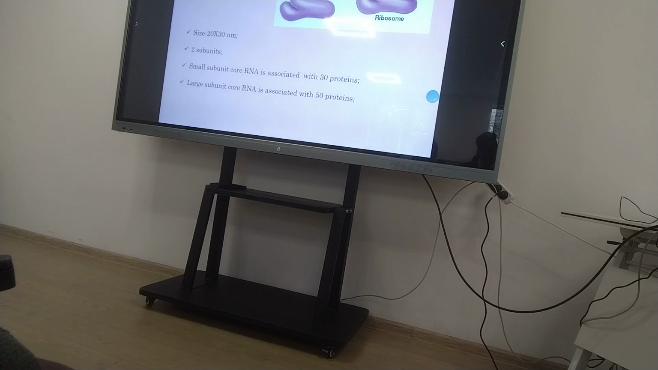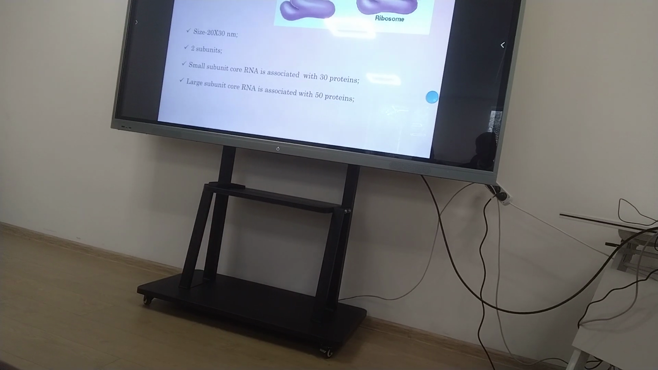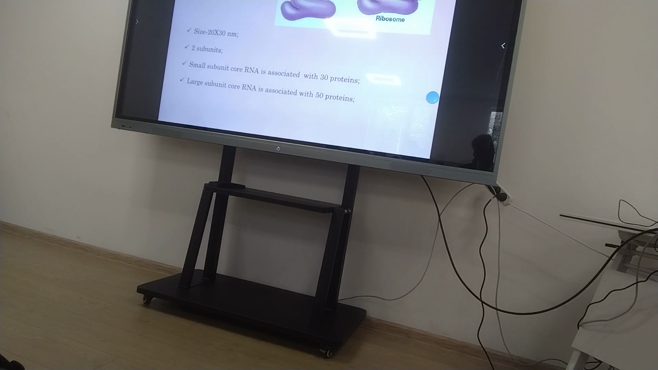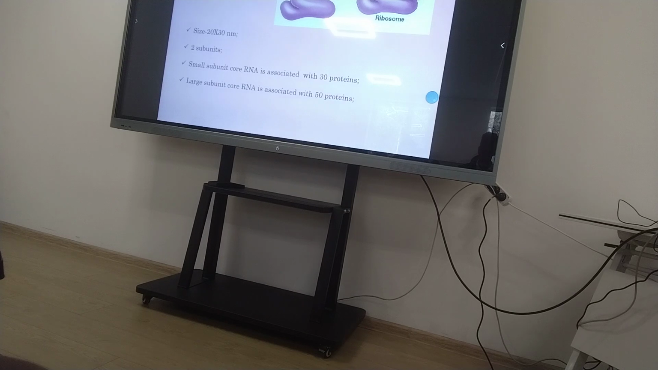Some of the antibiotics are targeting the ribosomes and preventing the protein synthesis, but they do not interrupt the protein synthesis in the human cell because those ribosomal subunits are different, right? So the average size of the ribosomes is 20 to 30 nanometers.